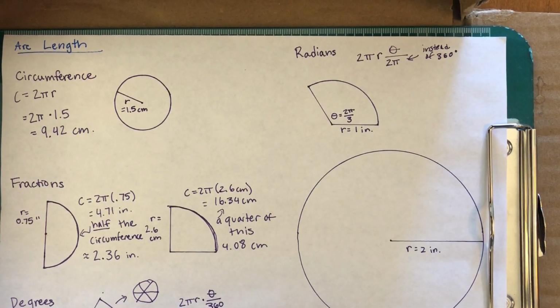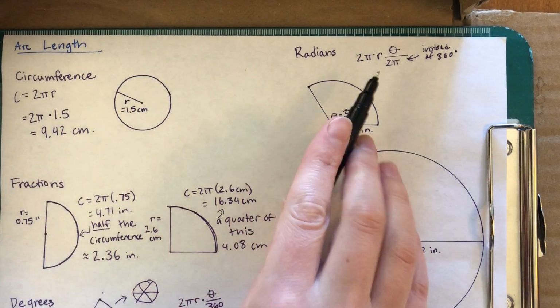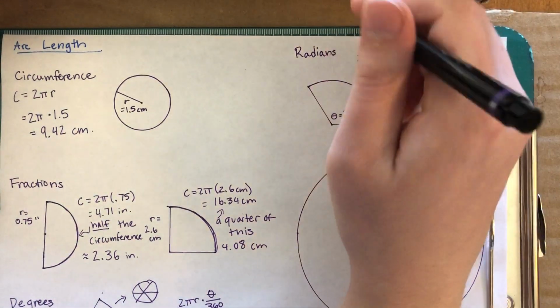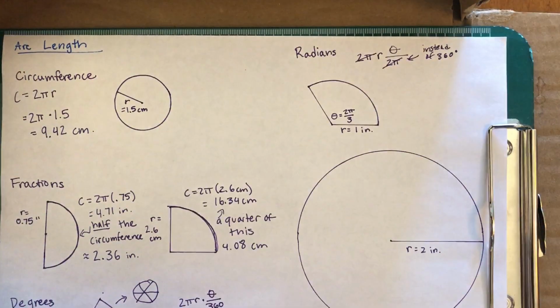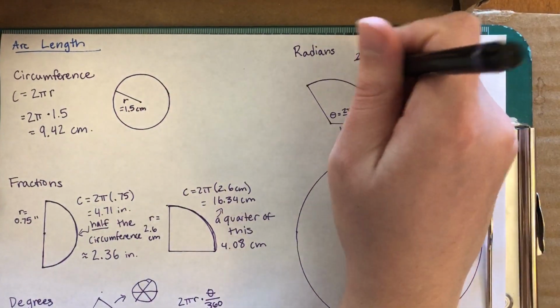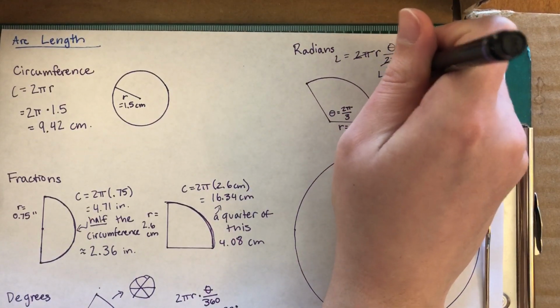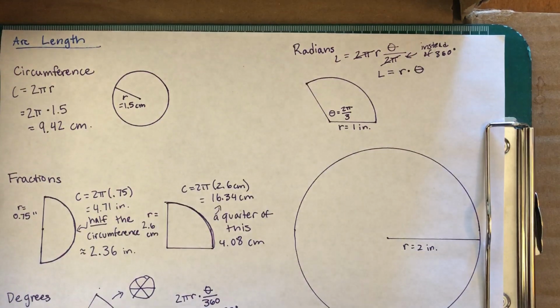Okay, but looking at this formula, we can do a little bit of simplifying here. Because I have 2 pi, and then I'm dividing by 2 pi. So if I take 2 pi and I divide it by 2 pi, those things just cancel out. And I'm left with the arc length being equal to just the radius times the angle in radians, which seems almost too easy to be true, but it is true.